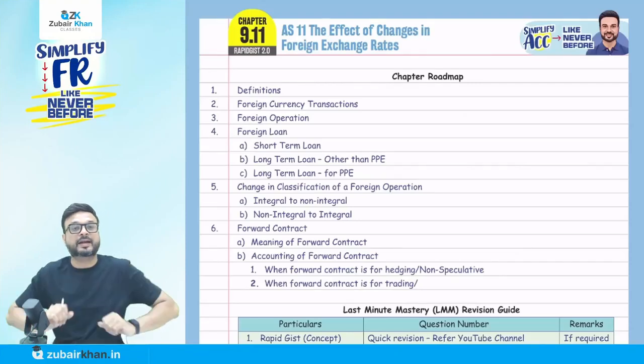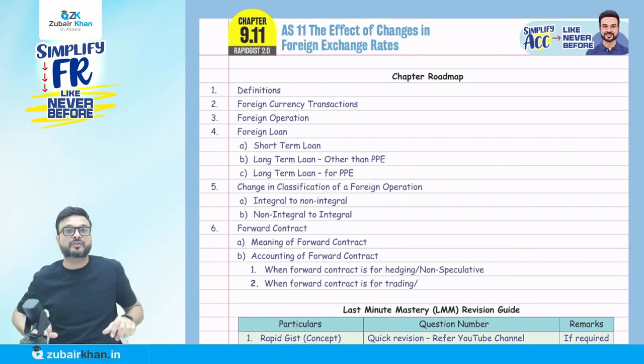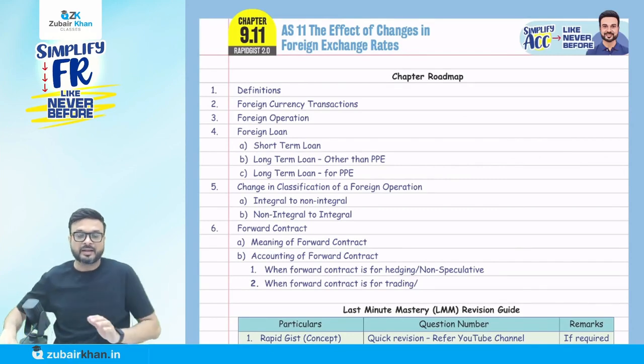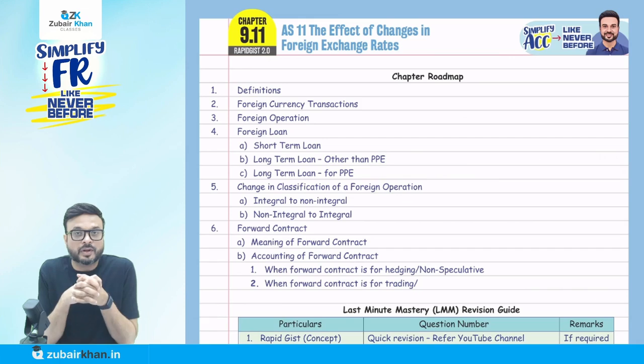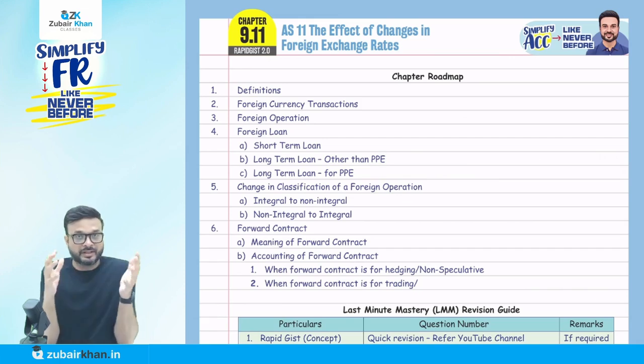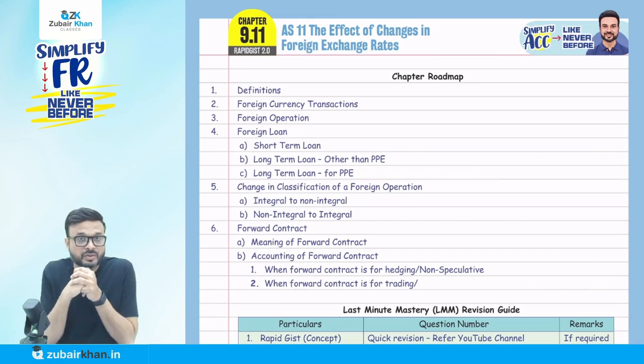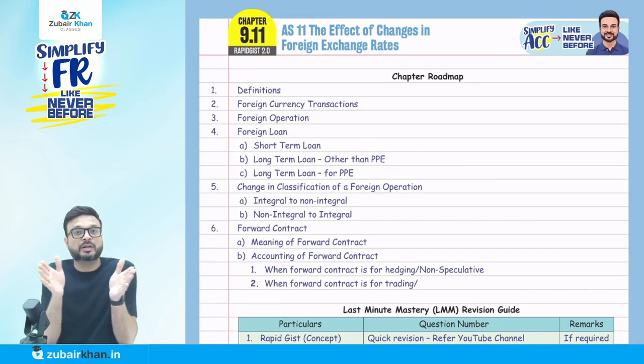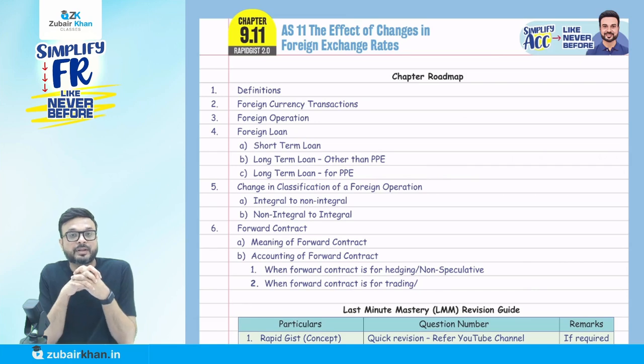Today we are going to revise Accounting Standard 11, that is the effect of changes in foreign exchange rates. In this chapter we are going to cover first the definitions: foreign exchange transaction, foreign operation, foreign loan. The purpose of the loan might be short-term loan or long-term loan other than for PP, and then long-term loan.